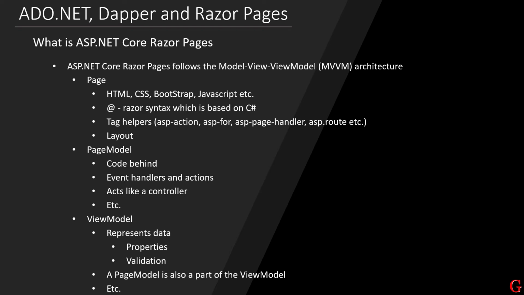Razor Pages supports tag helpers. With tag helpers, you can use server-side code inside HTML elements. You can also write C# code inside page using Razor syntax. Page model contains code, event handlers, and actions. It acts like a controller. View model instead contains properties and validation. A page model is also a part of view model.